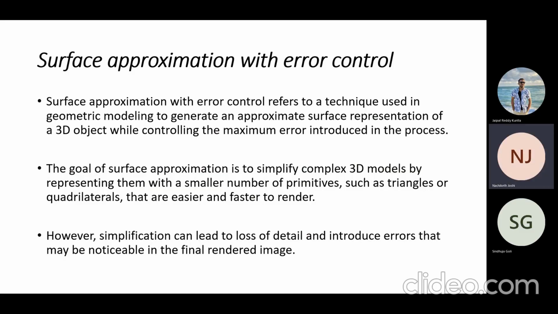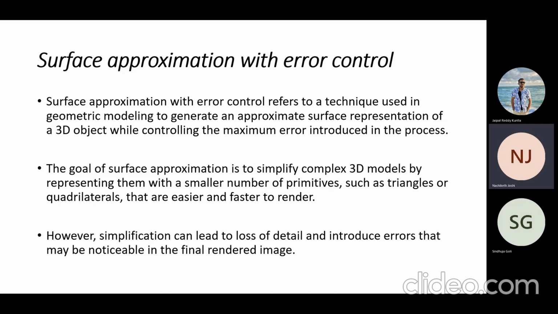The topic is continued from surface approximation with error control. Surface approximation with error control refers to a technique used in geometric modeling to generate an approximate surface representation of a 3D object while controlling the maximum error introduced in the process.